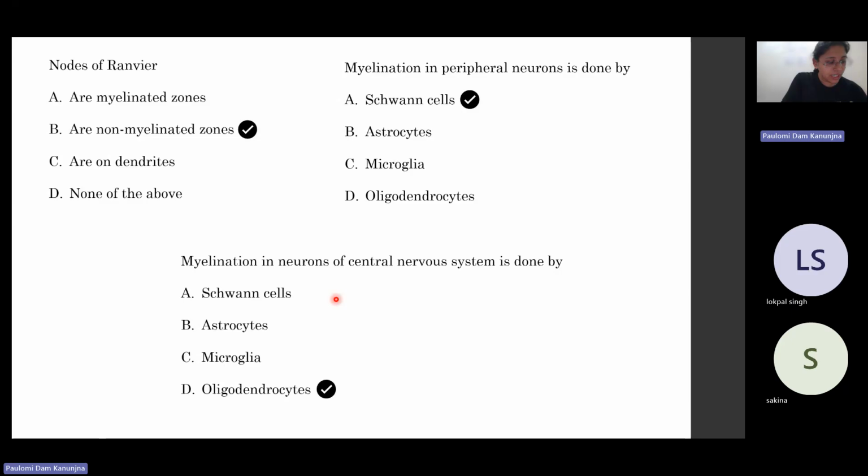No worries. So like the first one, I think everyone got it, right? Nodes of Ranvier are basically those central points where you don't have the myelin sheath, right? These two you need to remember. Myelination in the PNS, or peripheral nervous system, is by Schwann cells, and myelination in the CNS is by oligodendrocytes. If you don't remember, just be mindful. These are things that you can revise.